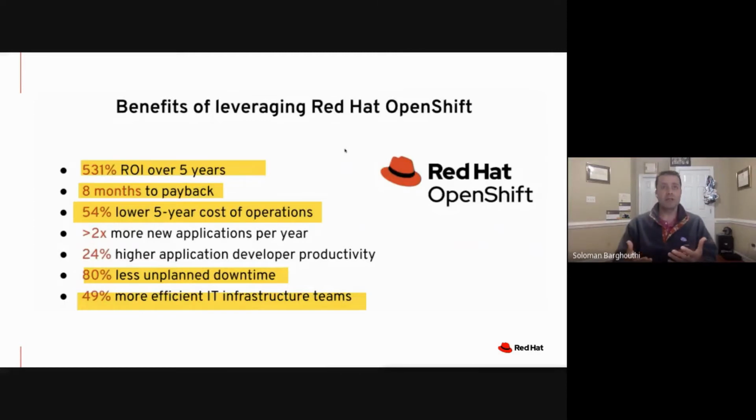So when you look at the data, which speaks for itself, the 531% ROI over 5 years, there was a study done on this from IDC, but I want to focus on the 80% less unplanned downtime. This is huge for organizations, and that's the value that OpenShift brings you. And when I talked about consolidation of resources, we're having 49% more efficient IT infrastructure.